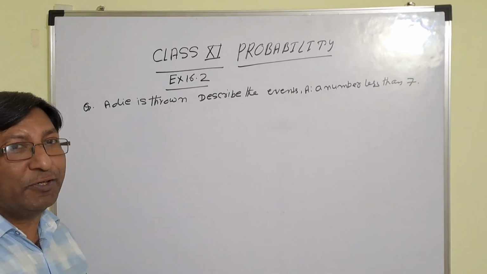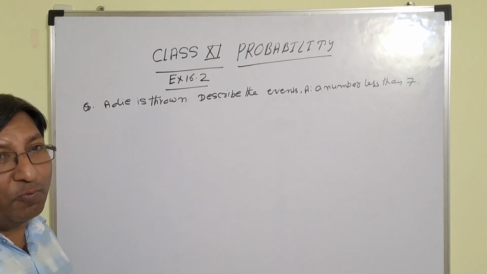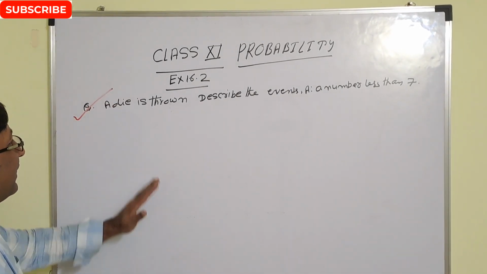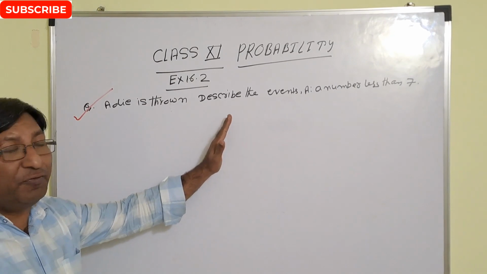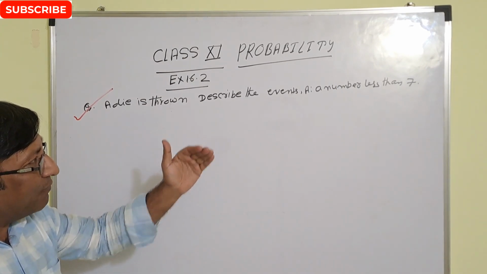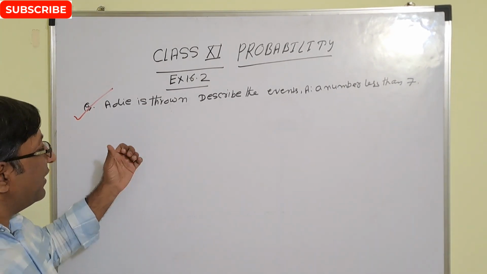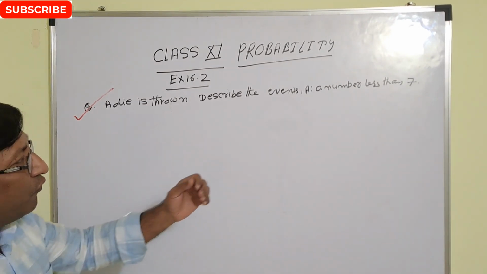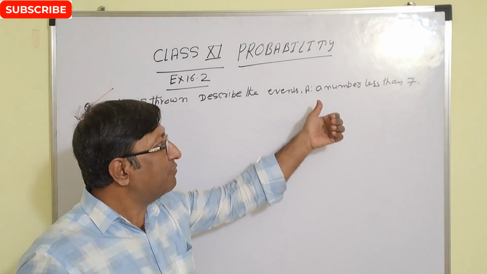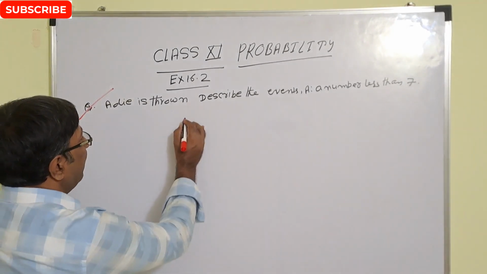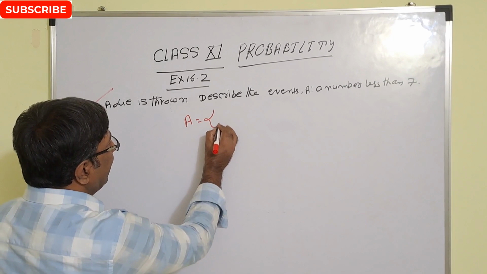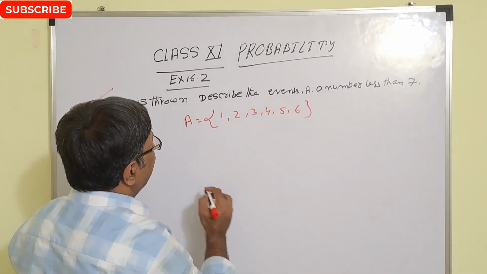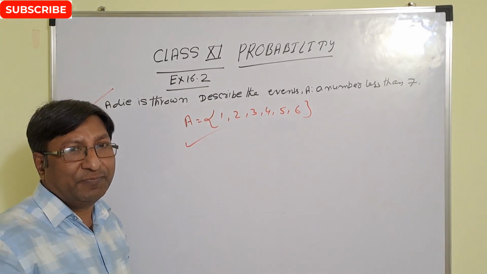Most important question of probability, class 11 probability exercise 16.2. This is the most important question. A die is thrown. Describe the event A: a number less than 7. So we know on a die there are 6 numbers: 1, 2, 3, 4, 5, 6. So event A equals 1, 2, 3, 4, 5 and 6. This is the correct answer.